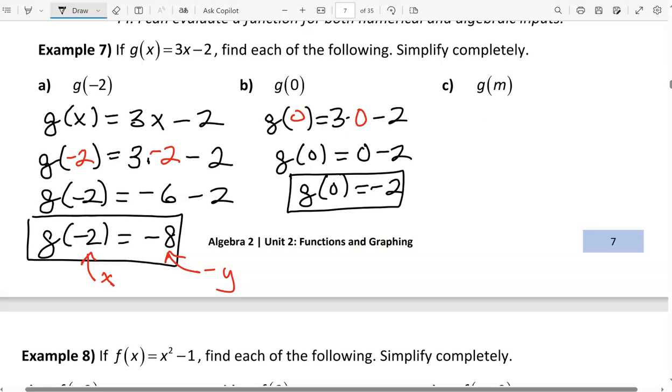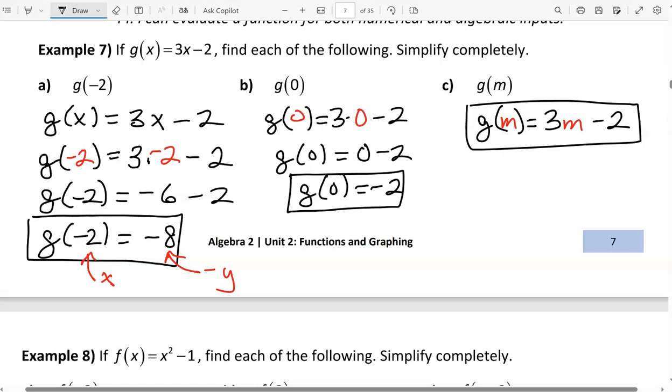If I replace x with m, then g of m is equal to 3 times m minus 2. As it turns out, there is no other operation that can be performed on the other side of that equation since we don't know the value of m, so we have to leave the unlike terms 3m and negative 2 uncombined.